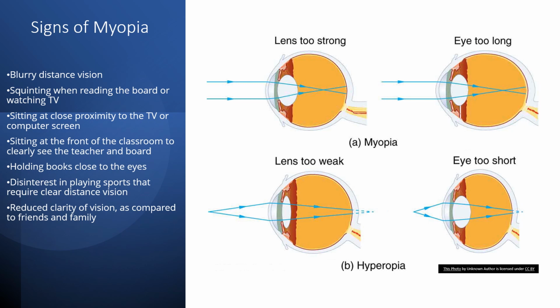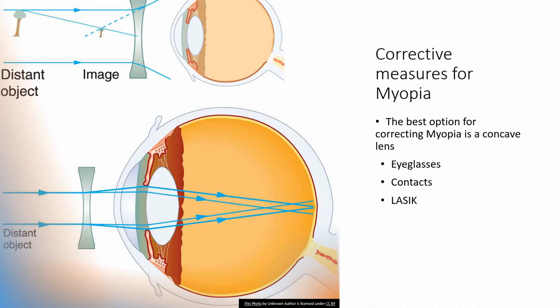And if you look at our diagram here, with myopes, the lens is too strong and the eye is too long. Compared to your hyperopes, and we're going to get into that next, the lens is too weak and the eye is too short. So just a contrast there between myopes and hyperopes.